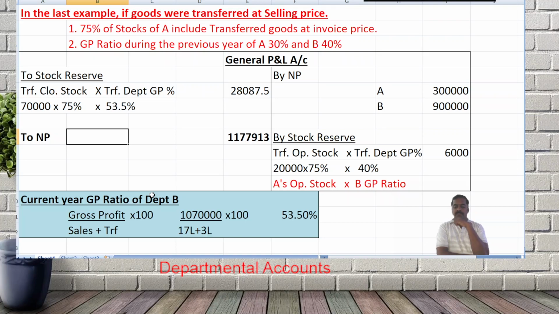What is the purpose of removing the stock reserve? To show the true profit, number one. For balance sheet valuation, for example, closing stock minus this profit element we will show. We'll record the stock at what price? Cost price. See, 3 lakhs plus 9 lakhs, 12 lakhs may be for individual department profit. For the company as a whole, after eliminating stock reserve, this is your net profit.